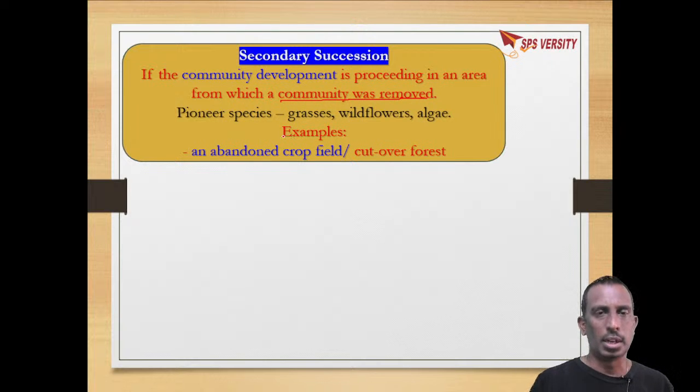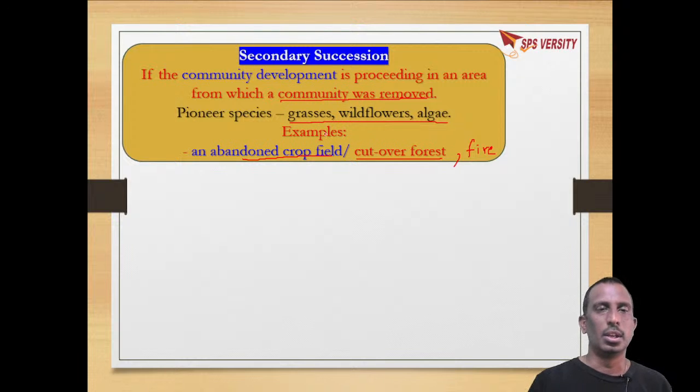Like an abandoned crop field where there is no cultivation for a lot of years, a cut over forest, or a place where we can see a forest fire. Due to this, the complete community is eradicated. So previously there was a community, but it was removed due to various factors like cut over forest, fire or natural disasters. Okay. So the pioneer species in this are grasses, wildflowers, algae, etc.